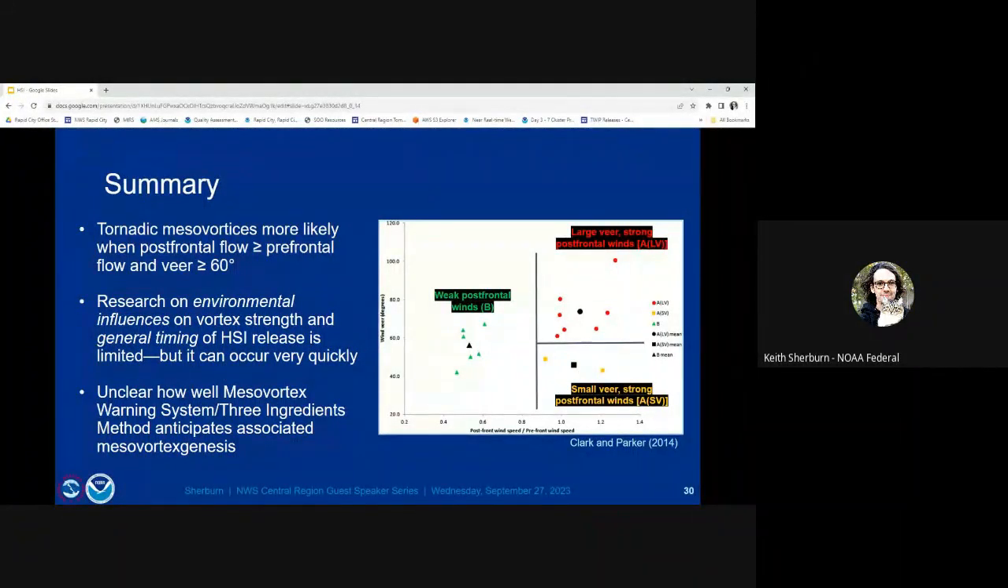So I'll put a plug in for our recent QIP module that focuses on QLCS polygonology, which Fred Glass worked on, which provides some examples and suggestions for warning during such events. And speaking of the QIP materials, ultimately it's unclear how well the mesovortex warning system and the 3-ingredient method might anticipate mesovortexgenesis in these cases. And the Goodnight et al. research actually suggested that the system might not be quite as skillful in these situations compared to when you have the pre-tornadic mesocyclone dominant mechanism. But I'd say the jury is still out to a degree, just because of how early we are in the research associated with this mechanism and the events as a whole.